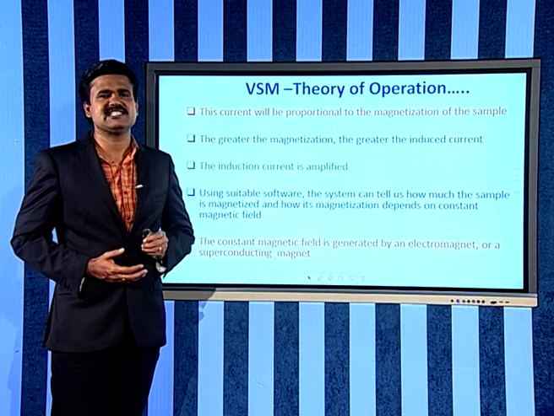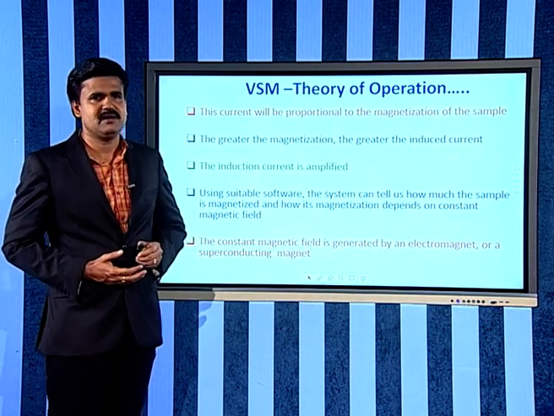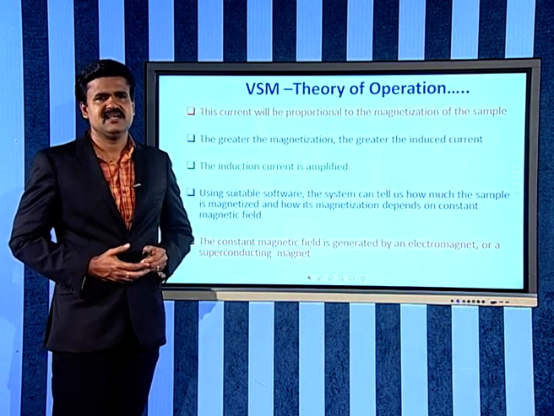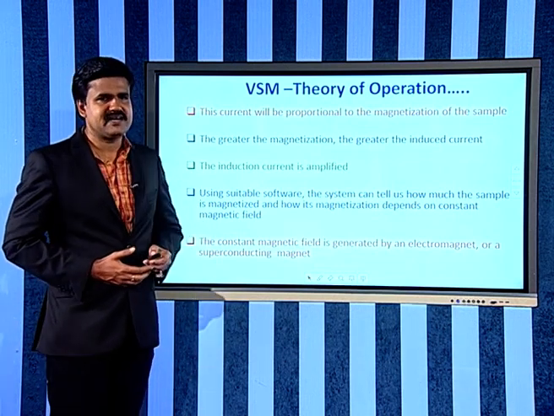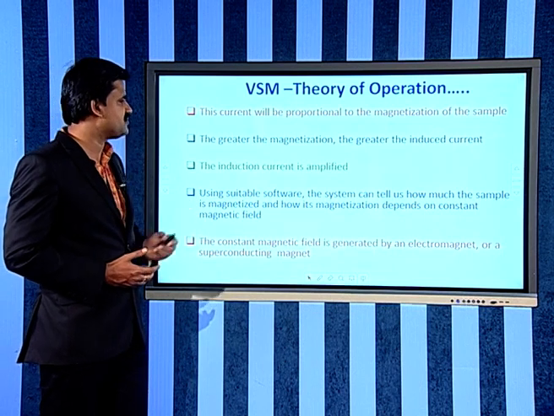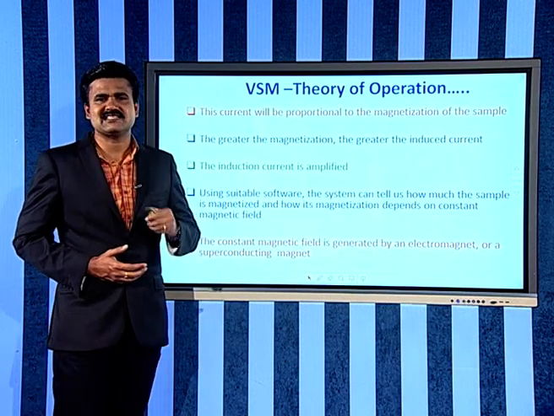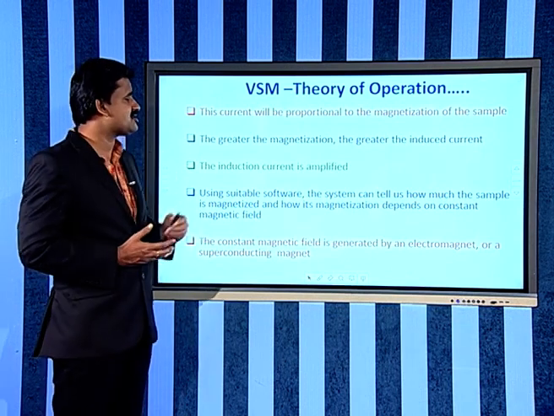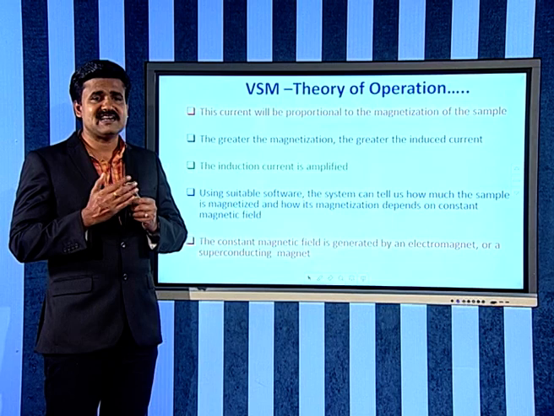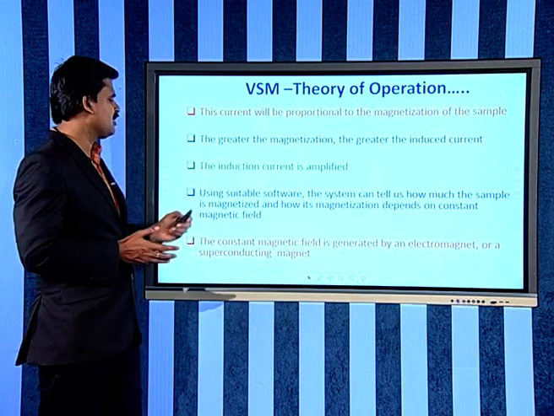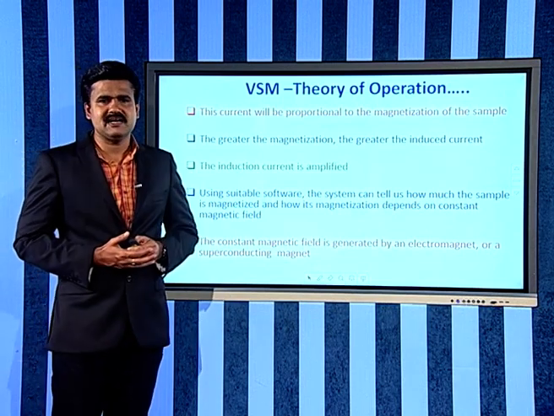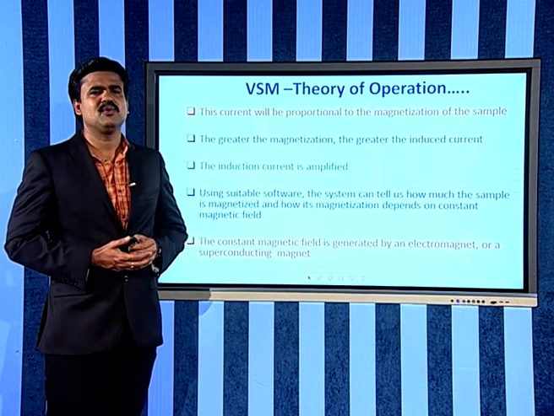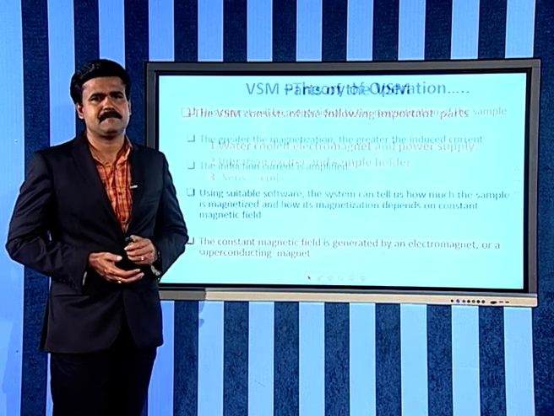The induction current is proportional to the magnetization of the sample. The greater the magnetization, the greater the induced current. The induction current is amplified using suitable software. The system can tell us how much a sample is magnetized and how its magnetization depends on the external constant magnetic field. The constant magnetic field is generated by an electromagnet or a superconducting magnet.